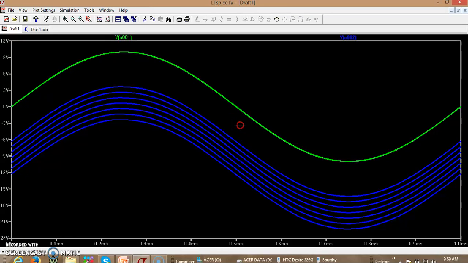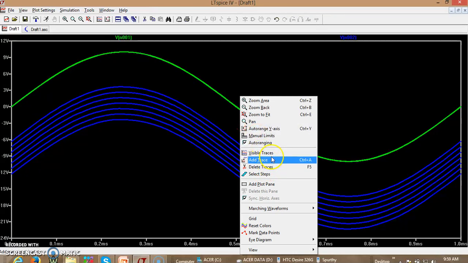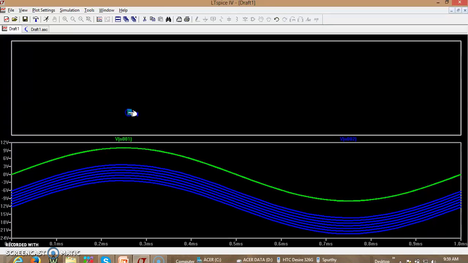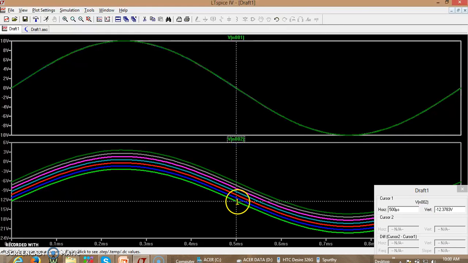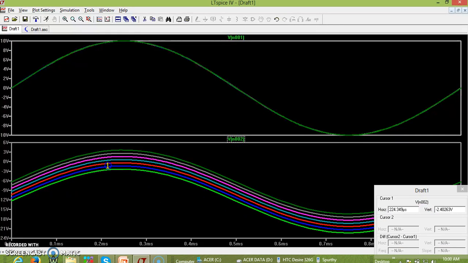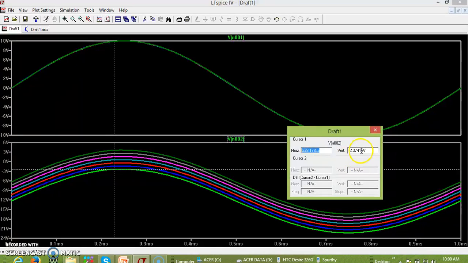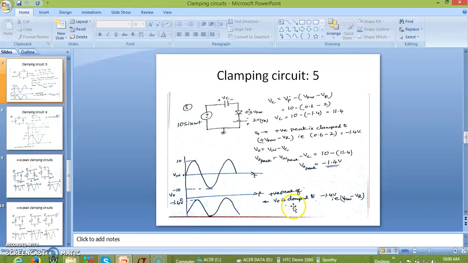Now let me just separate the input and output. So let me have a different pane, and let me just have this. Now you can see we have so many different waveforms, and you can see they are all at a different point. So let us try to find out what these positions are. Now the first one, you can see it is clamped to minus 2.3. So can we just remember what this minus 2.3 is now?